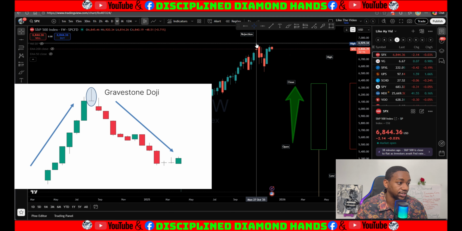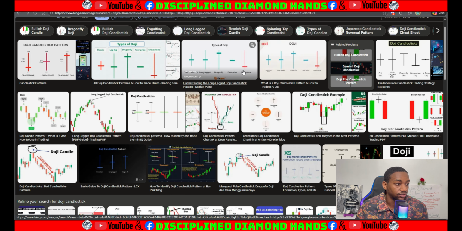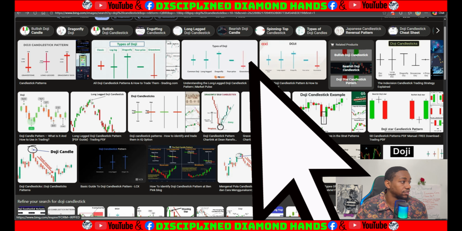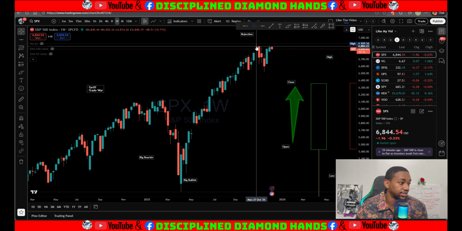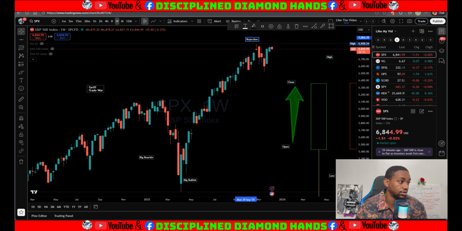It had a long rejection at the top. That means it rejected all those buyers. And if we look up indecision candlesticks and we look at dojis online, we can see what dojis mean. Let's check it out. Check out this gravestone doji right here. This gravestone doji is the same doji that is seen right here. Rejection of buyers is going down. It made a long wick up. It meant buyers were buying it up, but sellers pushed it back down, rejecting all of those buyers.